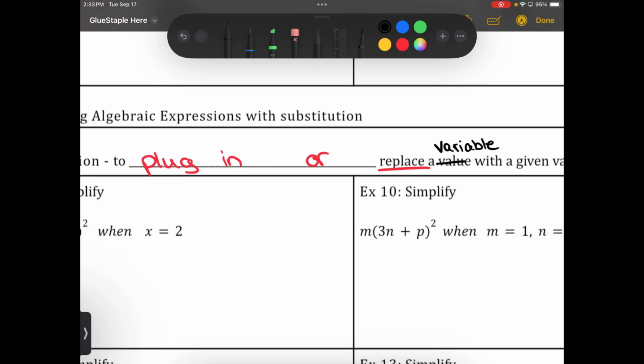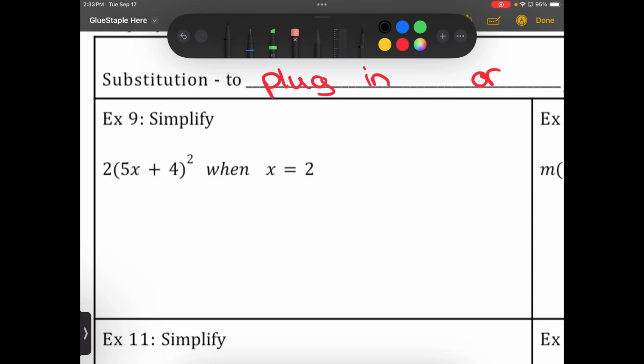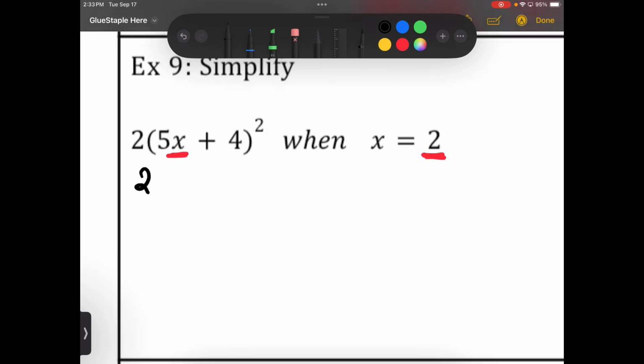Let's look at this first example. 2 times the sum of 5x plus 4 squared when x equals 2. Notice they told us that x what? So every time you see x, you're going to plug in 2. So 2 times 5, plug in the number 2 with parentheses. Always use parentheses. Plus 4 squared. Now we're just using gems. We're back to order of operation. Gems, PEMDAS, whatever you prefer, but order of operation.